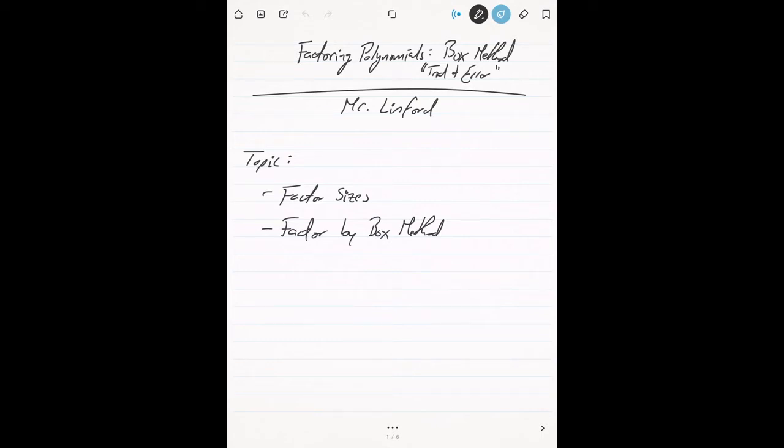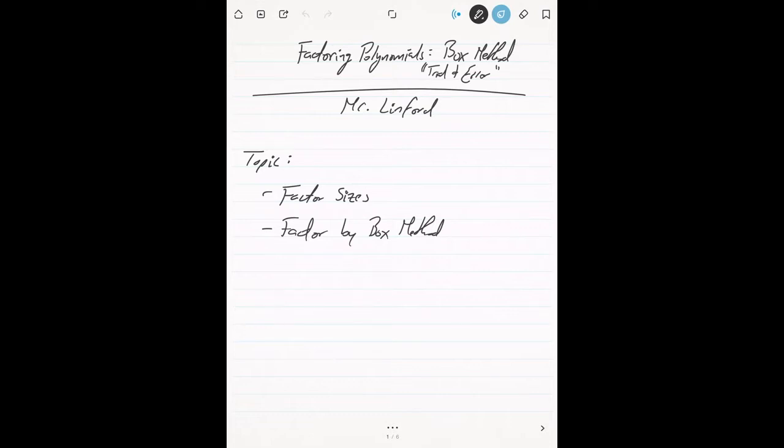In today's discussion, we're going to be continuing our discussion on factoring polynomials, in particular, how we go about determining what two polynomials multiplied together give us a given polynomial. This time we're going to be learning about a technique called the trial and error method, or more specifically, we're going to refer to this as using the box method for factoring.